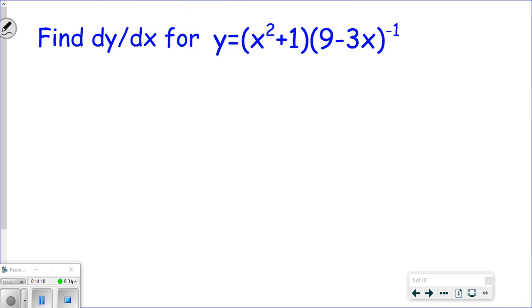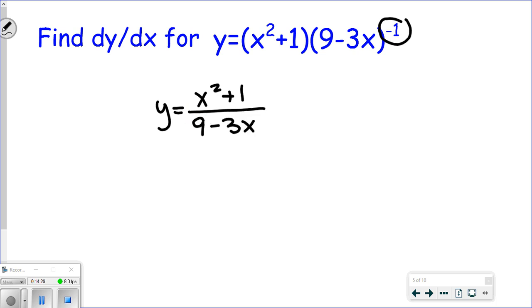Alright, so this one's basically the same thing. Let's set this up together, and then you can use the quotient rule on it. So what does this negative 1 mean as an exponent? Remember, that means that whole thing is going to go to the bottom and become positive. So this is really just a hidden way of putting the quotient rule.